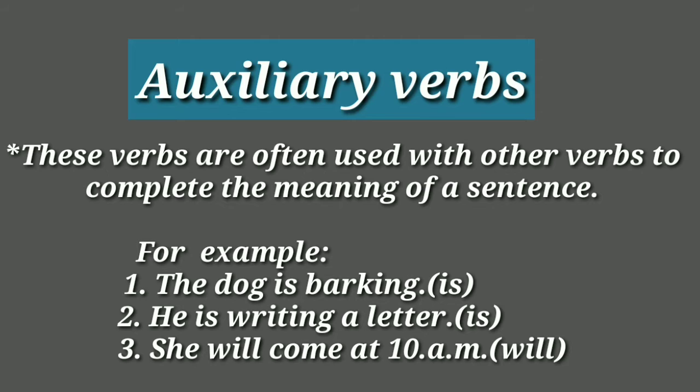Auxiliary verbs. These verbs are often used with other verbs to complete the meaning of a sentence. Let's see the examples. The dog is barking. He is writing a letter. She will come at 10 a.m. In these sentences, the words is and will do not express a complete meaning. They help the main verbs to complete the meaning of the sentence.